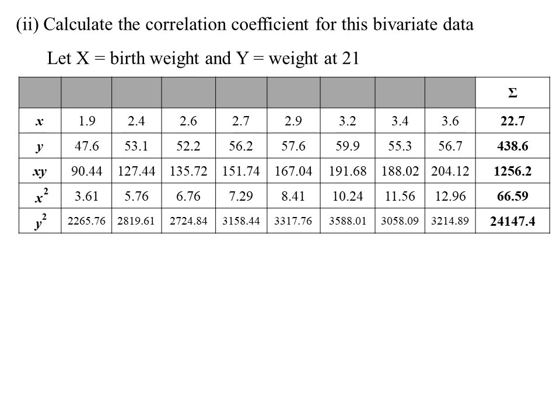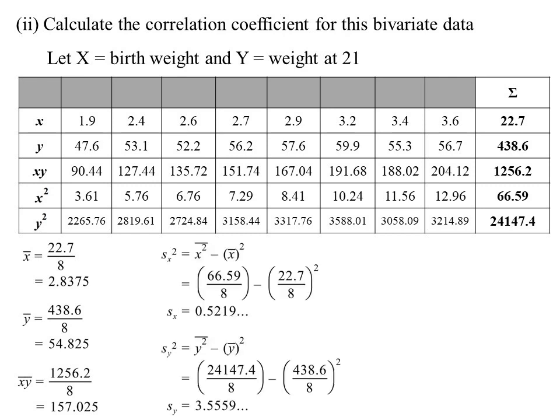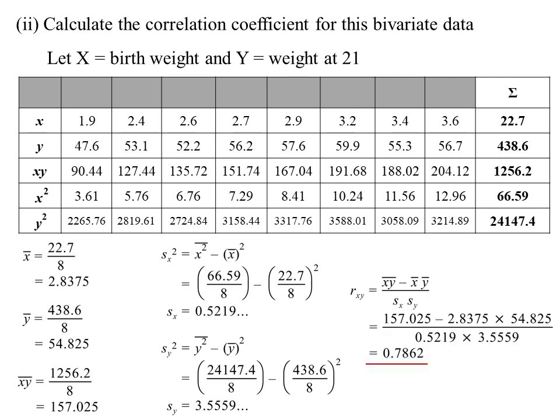To find the average of x, go along that line. We've got 22.7, but I've got to divide it by the number of scores, 8. Now I can do the y's. There's the average of the xy's. Now let's work out the standard deviation, and we get 0.52 for the x's, and for the y's we get 3.55. I think that's all the information we need now for our formula. Subbing it into the formula and doing our calculations, we get 0.7862, which was in that range we said for strong.